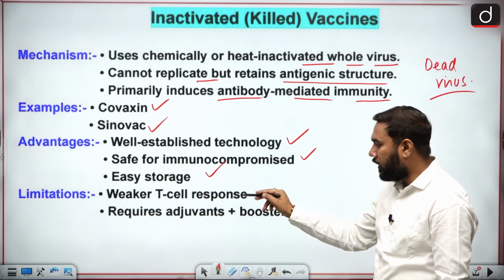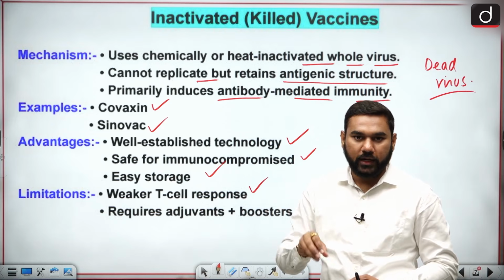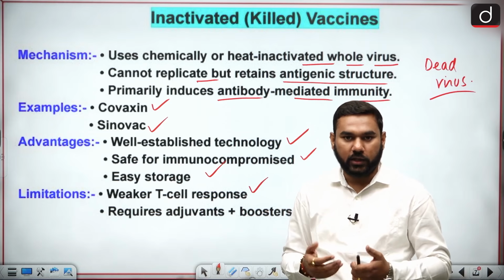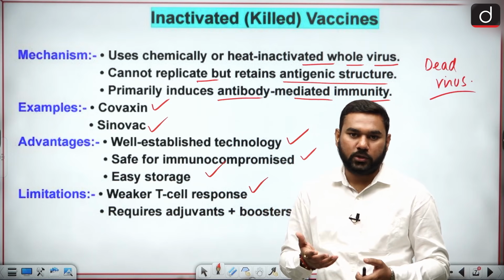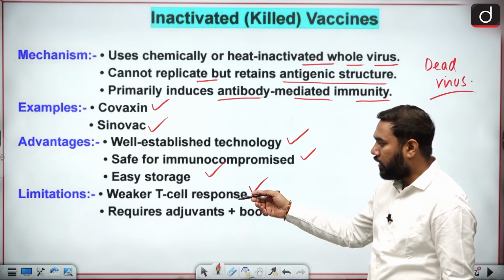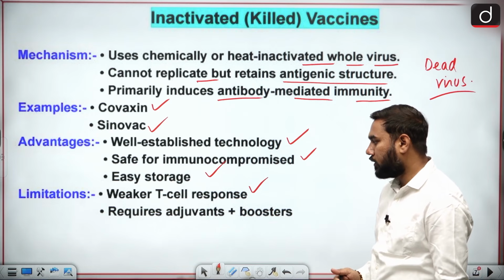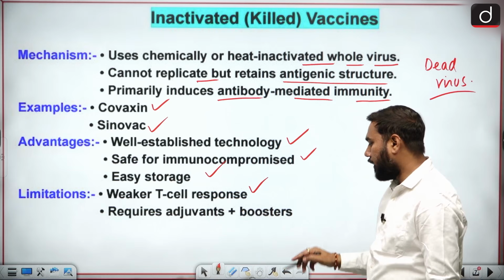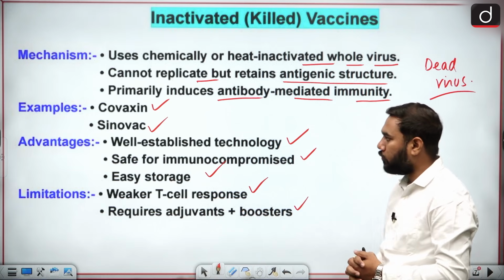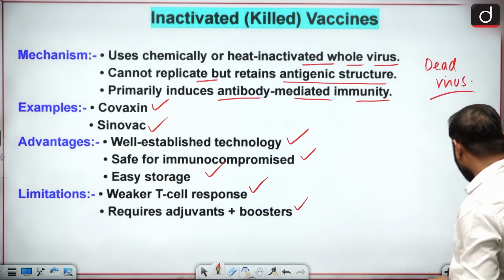And a weaker T lymphocyte response. Why weaker? Because your virus is already dead, so our immune system cannot take it seriously. So they activate it, they killed it, they remove it, but not too much because the cell is already dead. So T lymphocytes cannot have a function to fight, so they have a weaker T cell response. It requires adjuvant and boosters. So with time you also give some booster dose. That's why you need the booster for your Covaxin and Covishield.